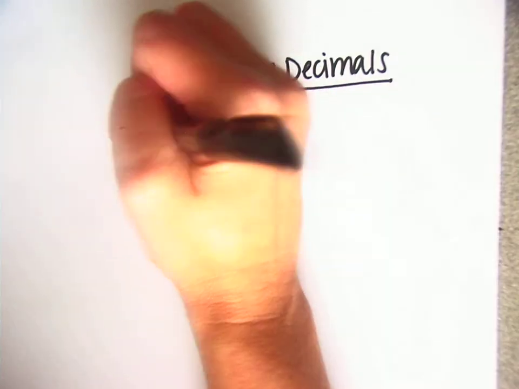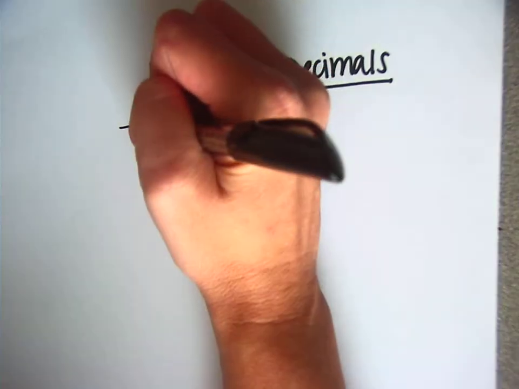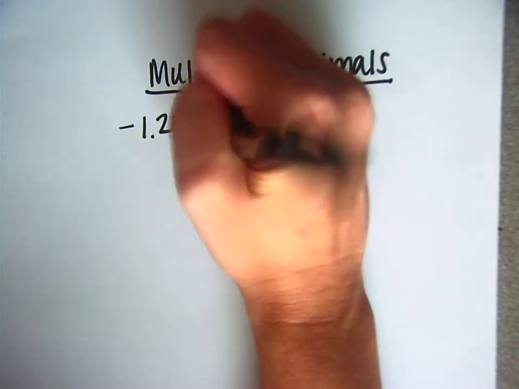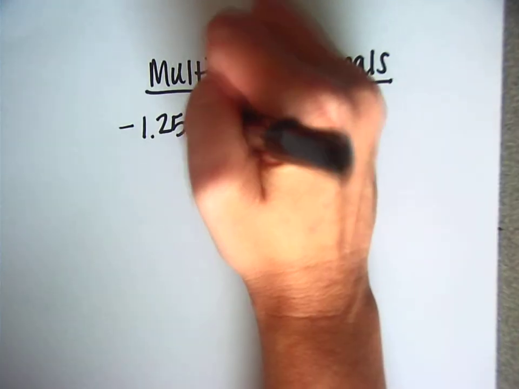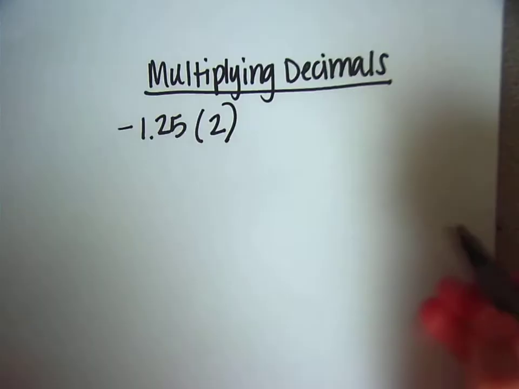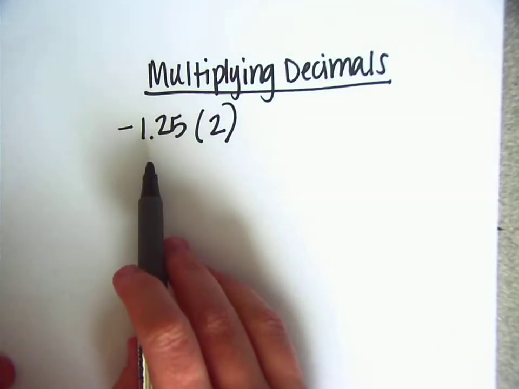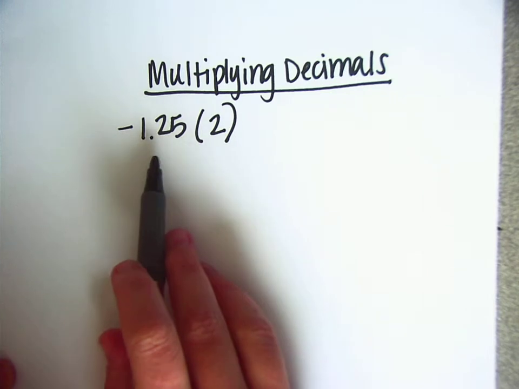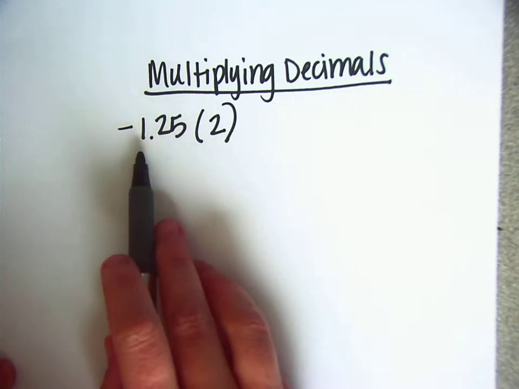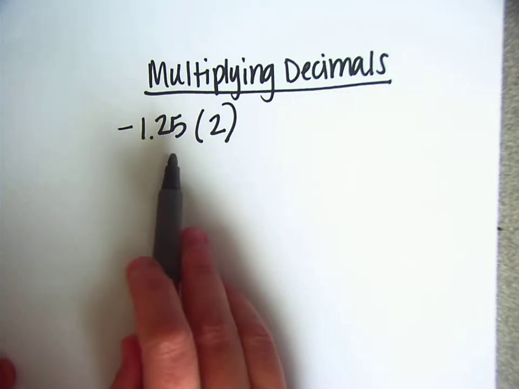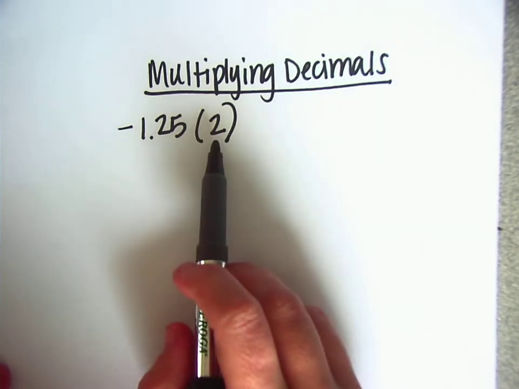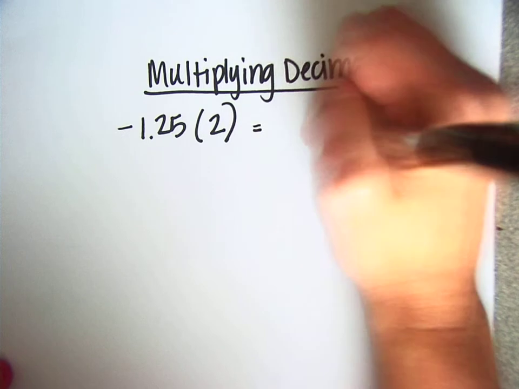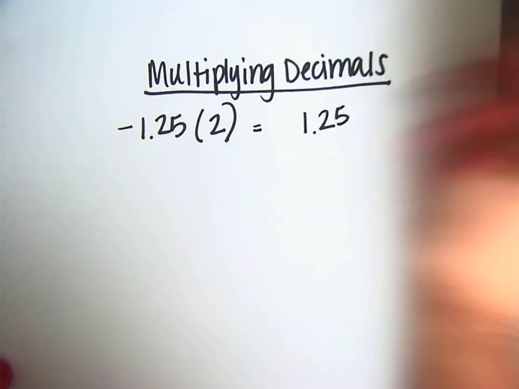So let's say we've got an equation that's negative 1.25 times 2. Okay? So what you're going to have to do first is stack these, but we want to make sure that we put the number with the most digits on top. That number is 1.25. Even though 2 is larger in value, 1.25 has the most digits. So I'm going to stack them up.